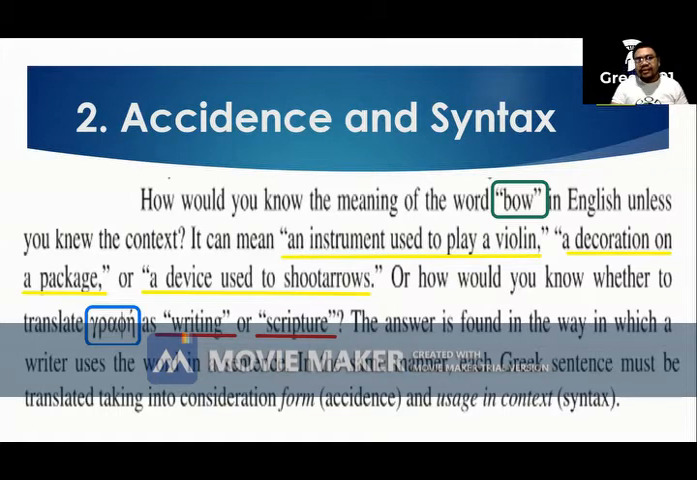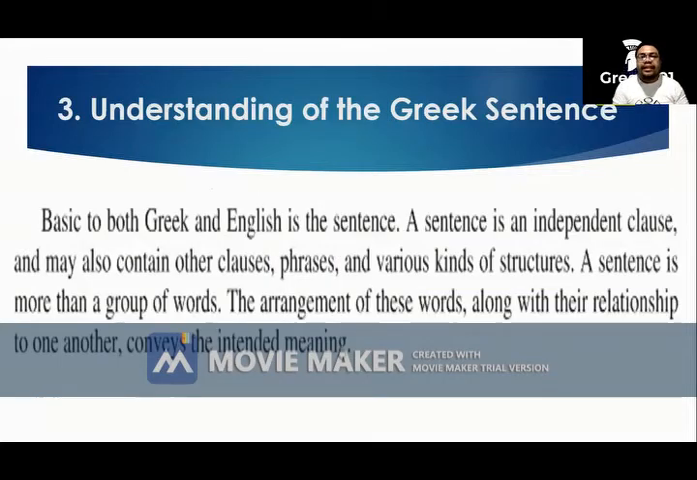So that's why you need to be careful with the words, because they have different meanings based on their context. For us, of course, in English, the word love is one, but it could mean a lot of things. It could be love for a friend, for a family, for the opposite sex, or for God. But in Greek, of course, they have different forms of the word love, depending upon its use and purpose. So let's proceed to the understanding of the Greek sentence.